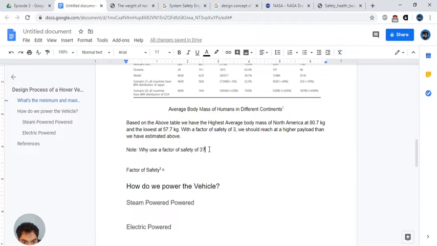No, I'm gonna pull... The particular reason why we use a factor of safety of 3 is because we want the payload.